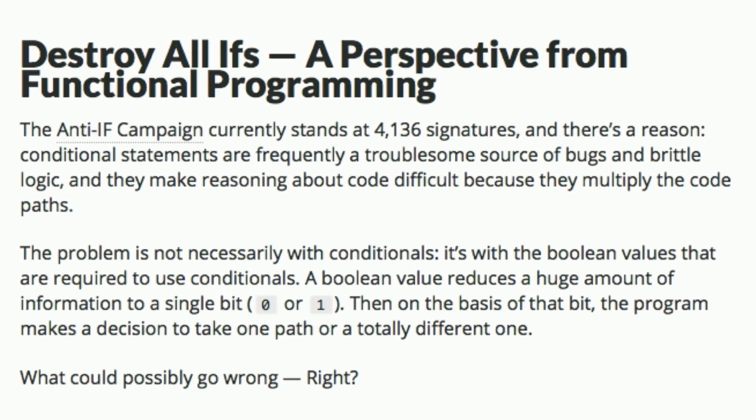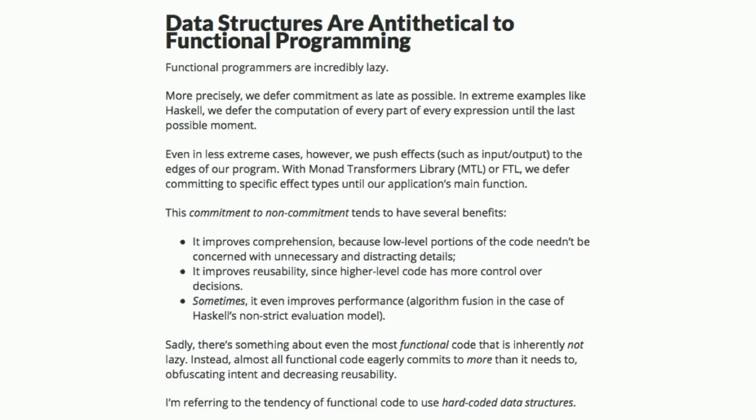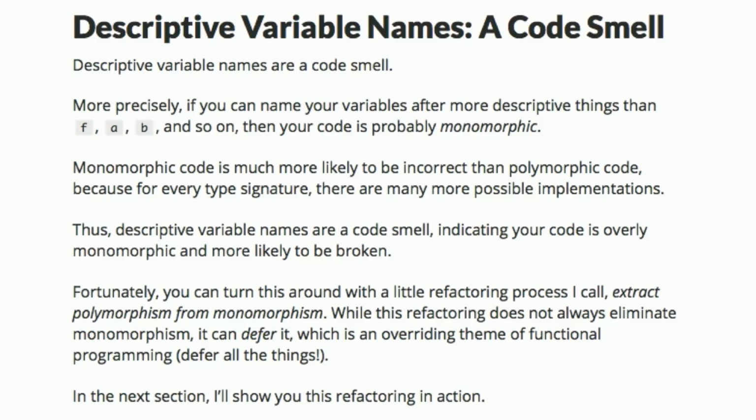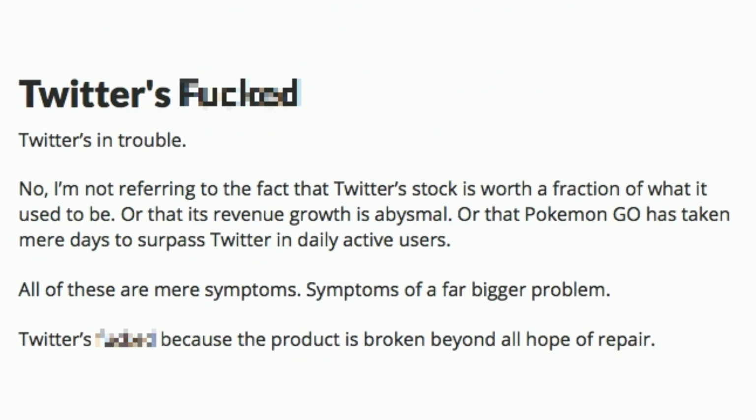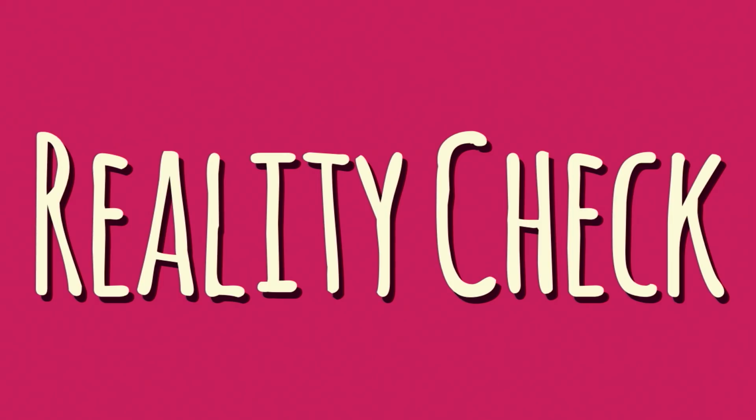Yes, I wrote this article on removing if statements from all your code. I wrote this one in which I argued against using data structures. And yeah, I called descriptive variable names a code smell. I may have said something about Twitter once or twice. Sorry about that, Twitter. Can I get my blue check verification thing now, please? Pretty please.